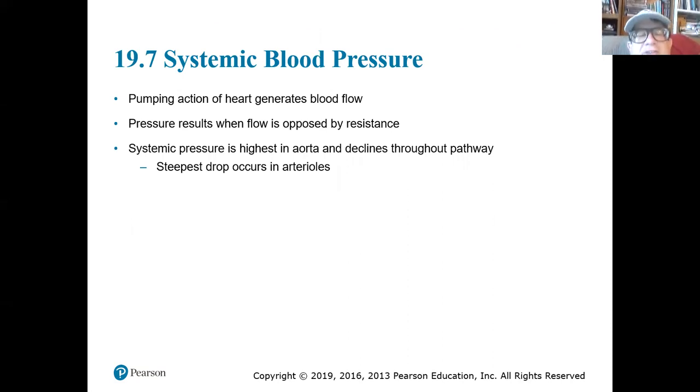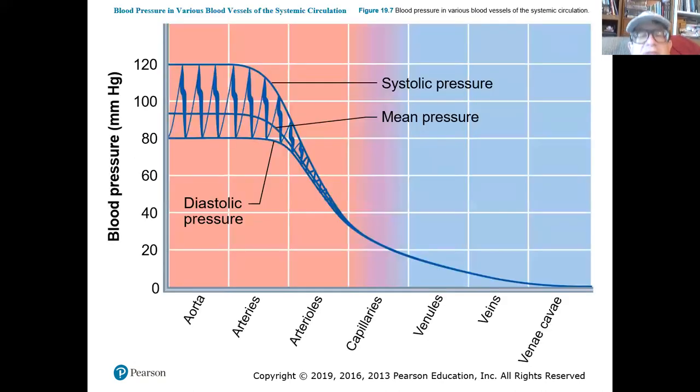Systemic pressure is highest in the aorta and declines through the pathway. The steepest drop is in the arterioles. That's great. There's the pretty picture. So you can see that the further along we go, the less pressure we have. By the time we get to the vena cava to empty in the heart, there's almost no pressure. That's just blood trickling in. But pressure is high up here near the aorta.